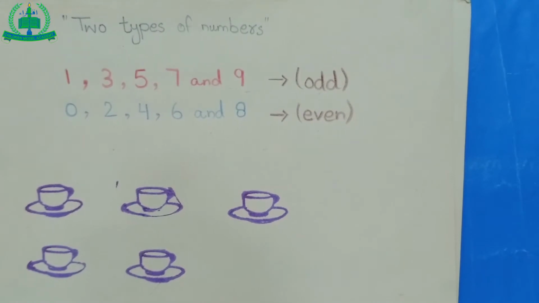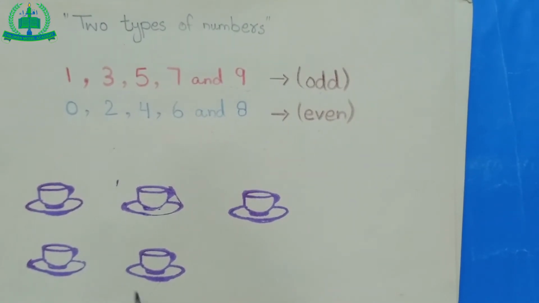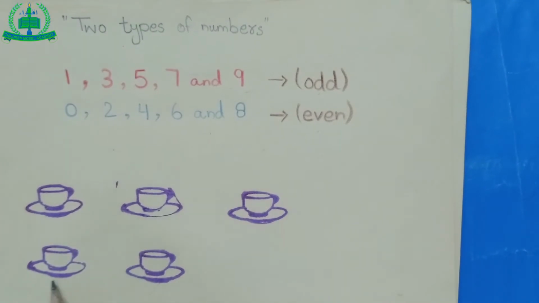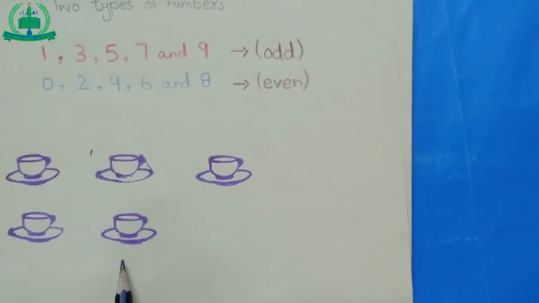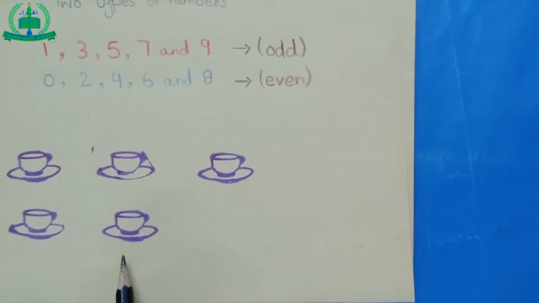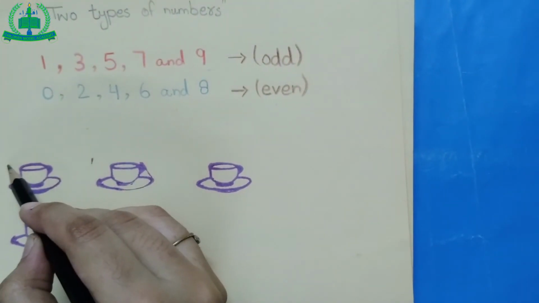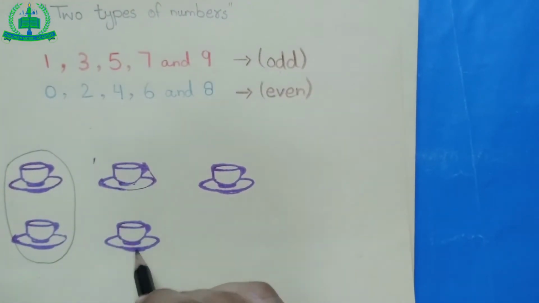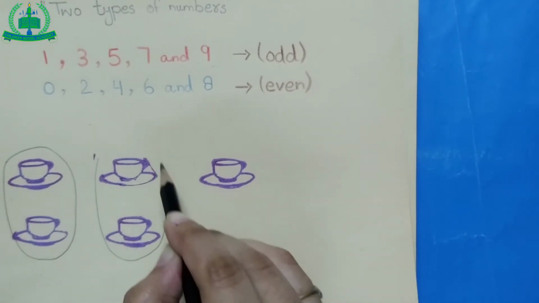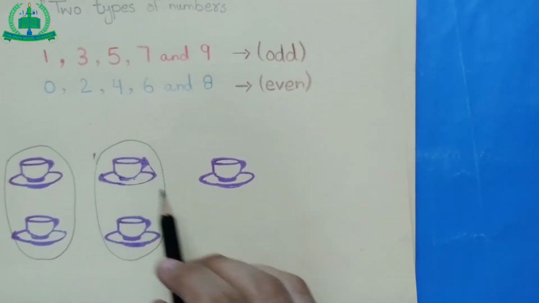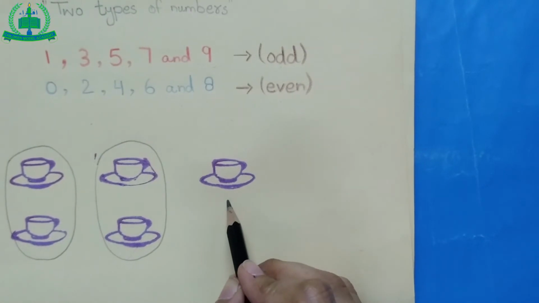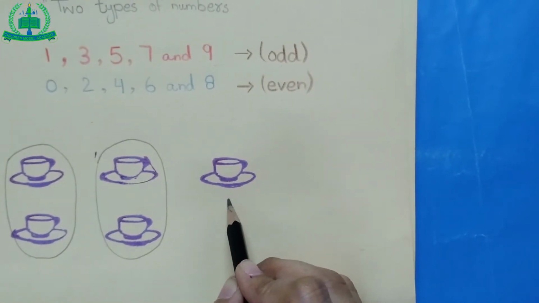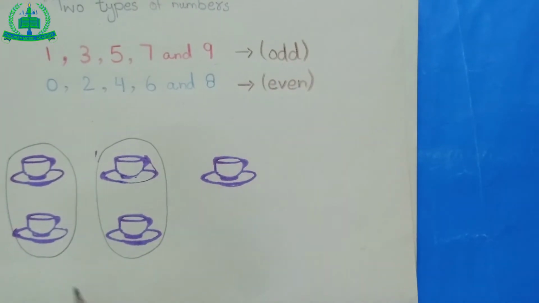So now we have some cups over here. How many? 1, 2, 3, 4 and 5. So, is 5 an even number or an odd number? Let's try and form groups of 2. These two in the first group, these two in the second group. But see, I have one cup left, so I cannot put it into a group of 2. So 5 is an odd number.